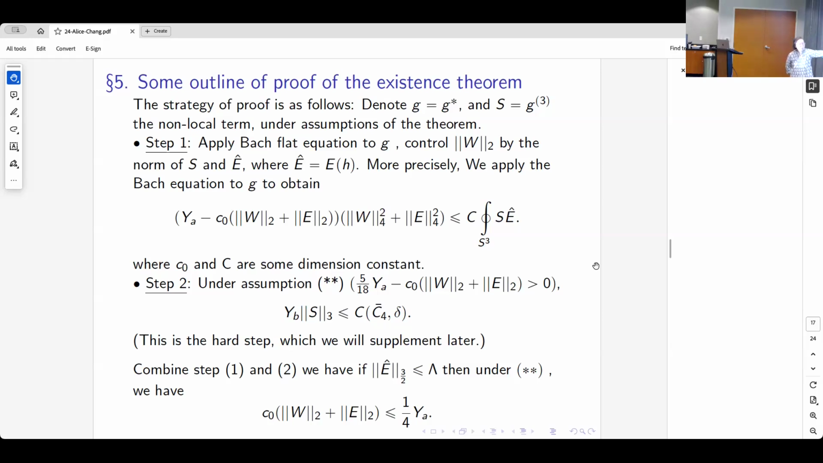And step 2 is to say, yes, indeed, if this constant is positive under a similar condition, we can control the SL3 norm, and that's bounded by some number. And this is a step I will fill in later. This is the critical step. And combining this, suppose I also have E hat 3/2 norm sufficiently small, then I can bring the L2 norm of Weyl under control. And that finishes the proof.